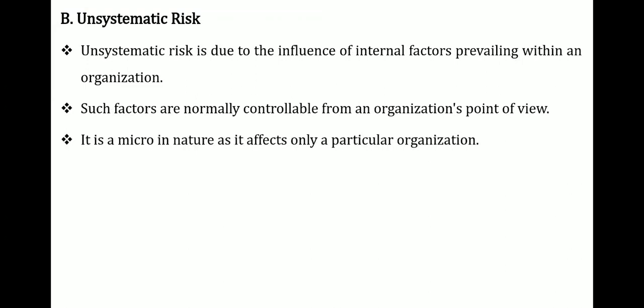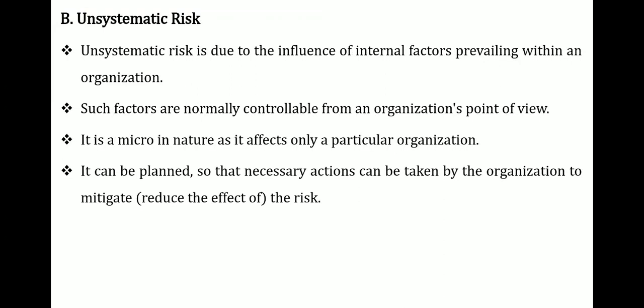If it happens, if it occurs within the organization, it affects only a particular aspect. It doesn't affect the entire organization. So that is what an unsystematic risk is, and it can be planned so that necessary actions can be taken by the organization to mitigate the risk, to reduce the effect of the risk. This unsystematic risk is controllable in nature. Because of that reason, we can make a plan to control and mitigate the risk within the organization. The management can take a decision and they can control this unsystematic risk by proper planning.